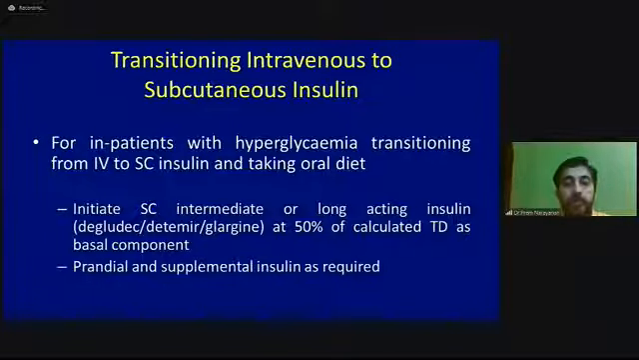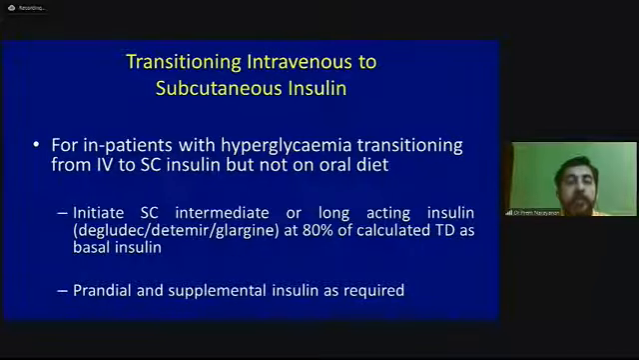For inpatients with hyperglycemia, transitioning from IV to subcutaneous insulin and taking oral diet, initiate subcutaneous intermediate or long-acting insulin at 50% of the total dose as a basal component. As routine practice, we calculate the per day dosage the patient was receiving, and 50% should be given as basal, and the rest 50% should be divided as prandial, and supplemental insulin or the correction doses will be added as required.